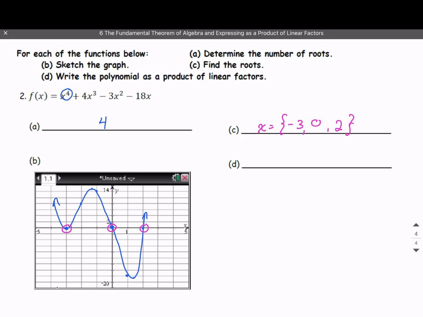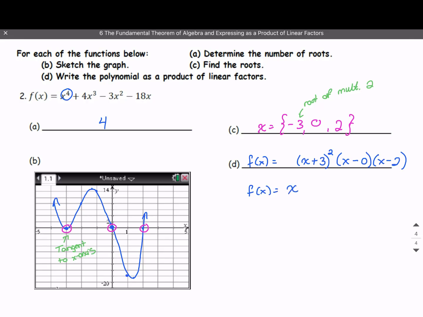However, you should also notice that there is a place where the graph is tangent to the x-axis, which means that that root -3 is a root of multiplicity 2. Which means when we now factor this polynomial, it's x minus the root -3, which becomes +3, but we have to square this. And then we have x minus 0, which I'm going to talk about in a second, and then x minus 2. Now, we know that x minus 0 is just x.